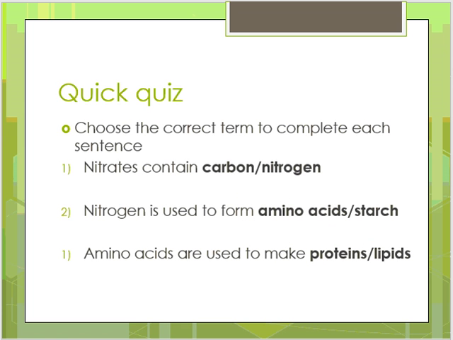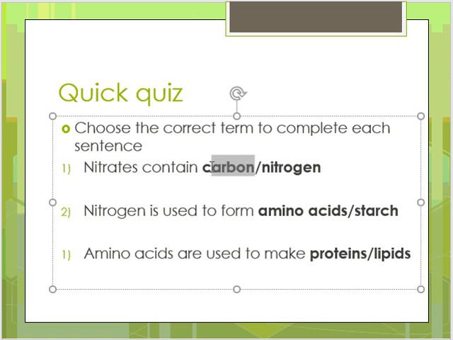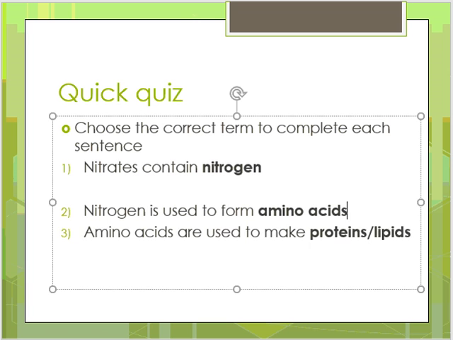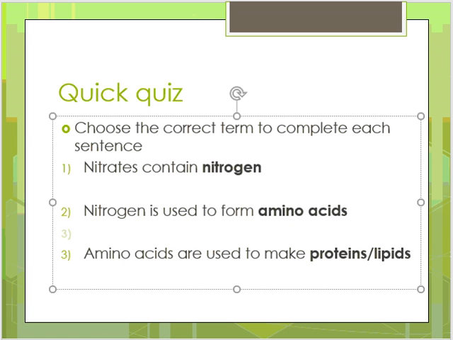Quick quiz here. Choose the correct term to complete each sentence. The first one, the nitrates contain oxygen, carbon, or nitrogen. Which of those? They obviously contain nitrogen. Second one, nitrogen is used to form amino acids or starch. It's used to form amino acids. And then amino acids are used to form proteins or lipids. They're used to form proteins. And then those proteins help with growth.